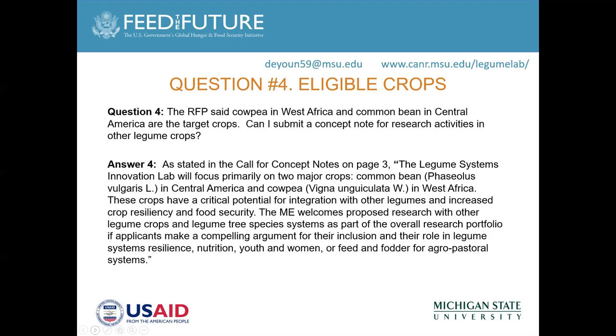As stated in the call for concept notes on page 3, quote, the Legume Systems Innovation Lab will focus primarily on 2 major crops, common bean, Phaseolus vulgaris in Central America, and cowpea, Vigna unguiculata in West Africa. These crops have a critical potential for integration with other legumes and increased crop resiliency and food security. The ME welcomes proposed research with other legume crops and legume tree species systems as part of the overall research portfolio if applicants make a compelling argument for their inclusion and their role in legume systems resilience, nutrition, youth and women, or feed and fodder for agro-pastoral systems.